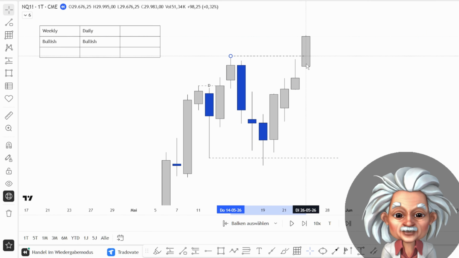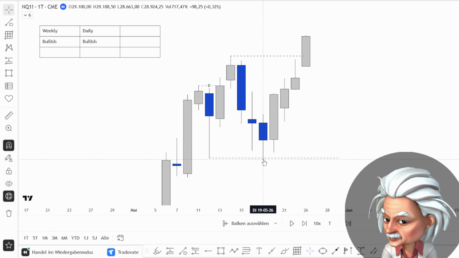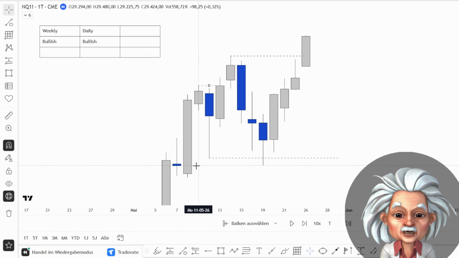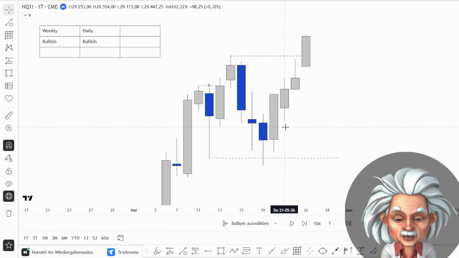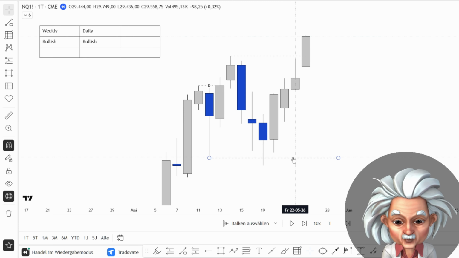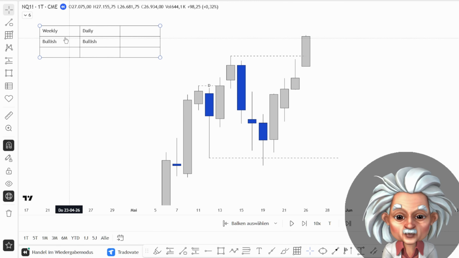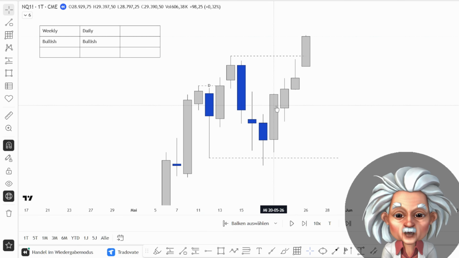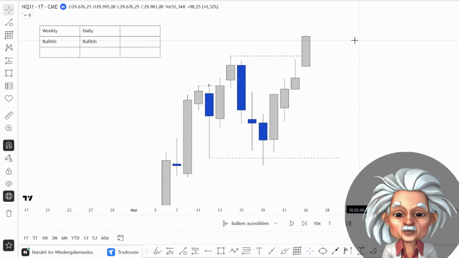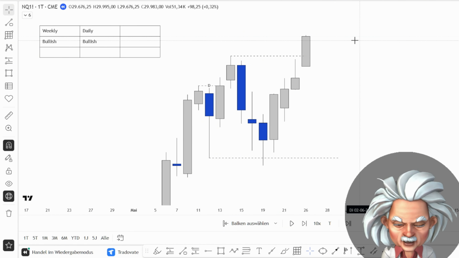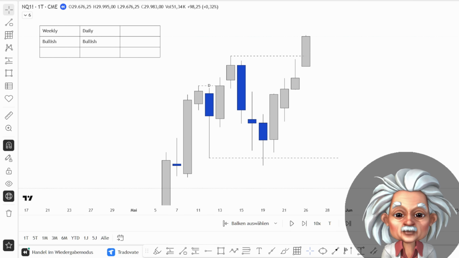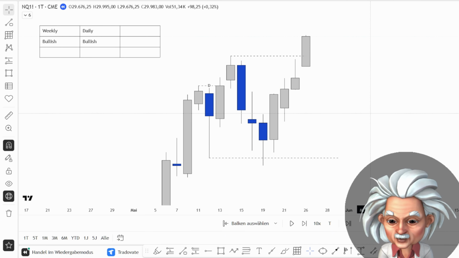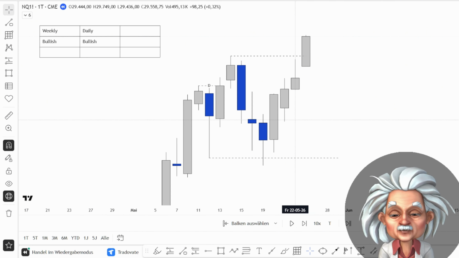As you can see, the daily internal low, of course, wicked the liquidity below this low, but it never closed below the internal low. So the daily stayed bullish in this case. So we are still bullish on the daily and of course on the weekly. So we are looking only for longs. You have to think in your head, we are only looking for longs. This is so important. You have to hammer it in your head.